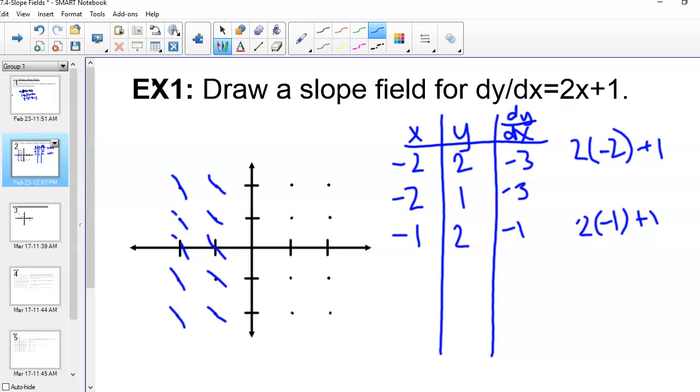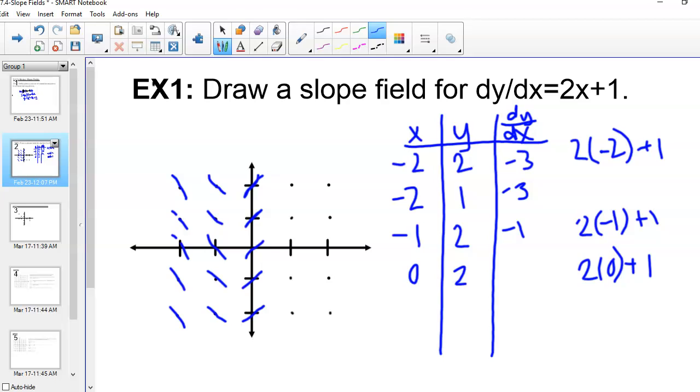Now, there's not a great deal of difference between negative 1 and negative 3, but these here should look a little bit less steep than the ones at negative 3. My next point that I'm going to test is 0, 2, and here I would do 2 times 0 plus 1, and that's going to give me 1. So I would have a slope of positive 1 here. So I would draw in all of these little slopes here that have a slope of positive 1.